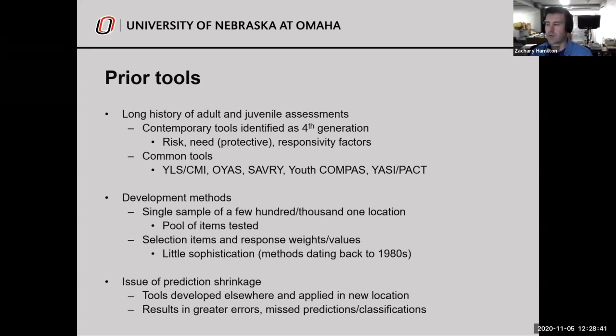And that's where the whole idea of shrinkage comes from: if you take a tool from, say, Ohio and place it in Nebraska, you're not going to get the same result, and it's likely going to have reduced accuracy when it's placed in that new environment. And so what happens is that you have shrinkage, it creates errors, and you get missed predictions, and people get classified within the wrong category as compared to where they actually should be classified.